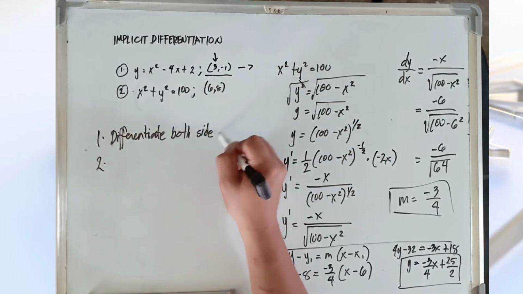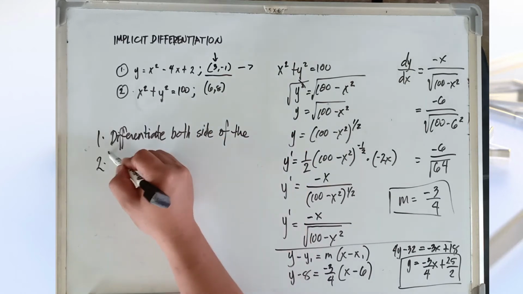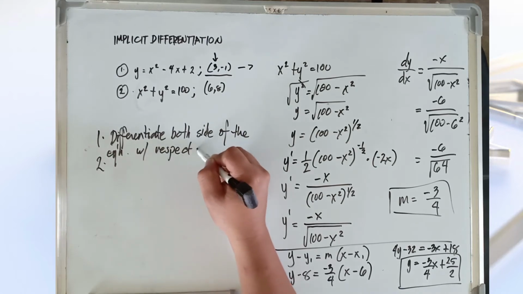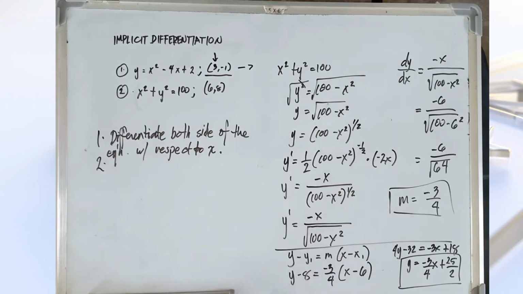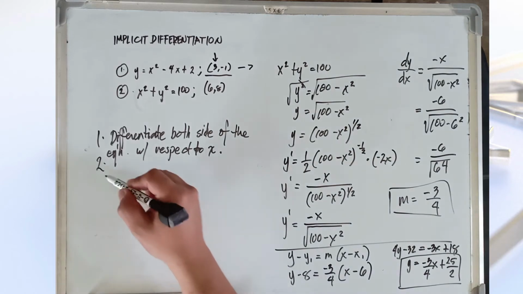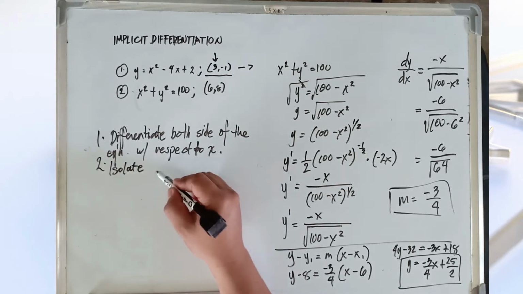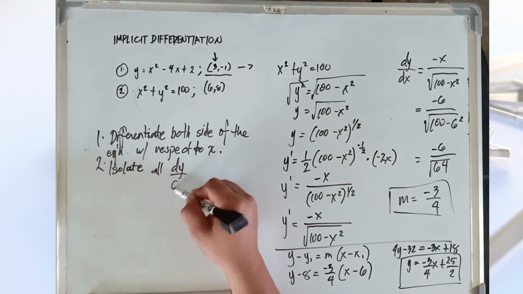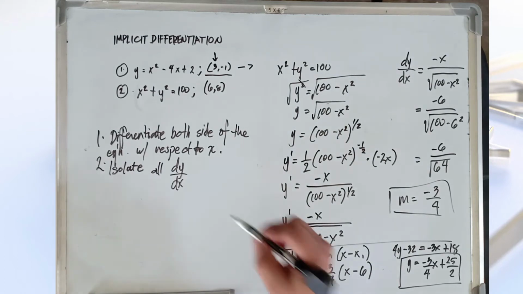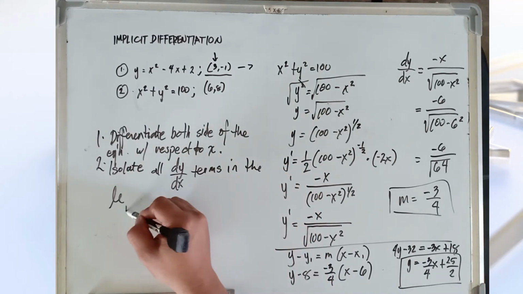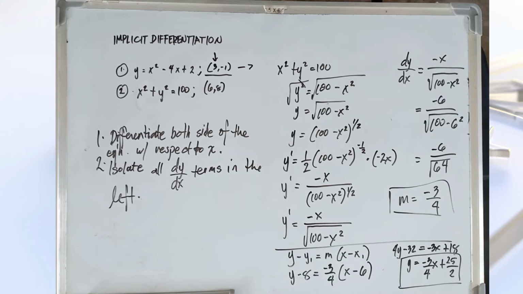of the equation with respect to x. So, getting its derivative with respect to x. Now, for the second step, isolate all dy over dx or your y prime to the left, all terms in the left. So let's remember these two steps in doing implicit differentiation.